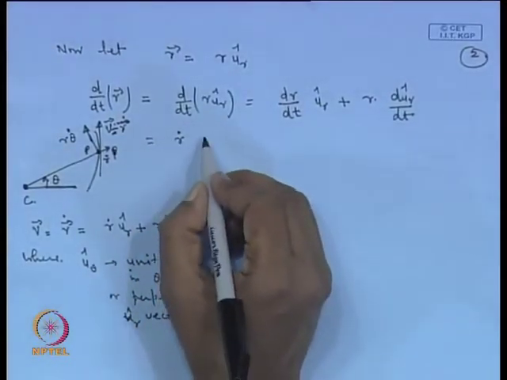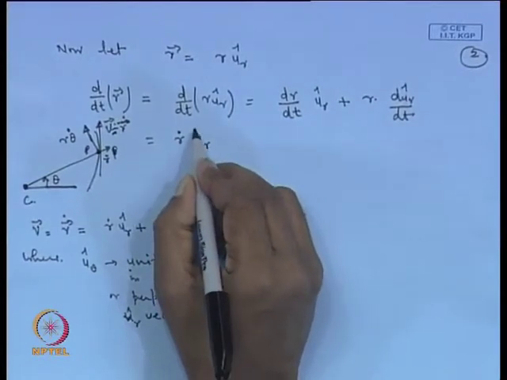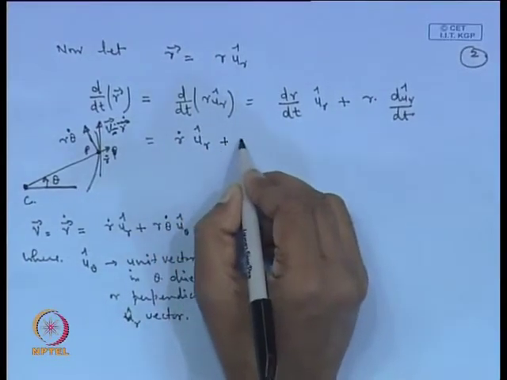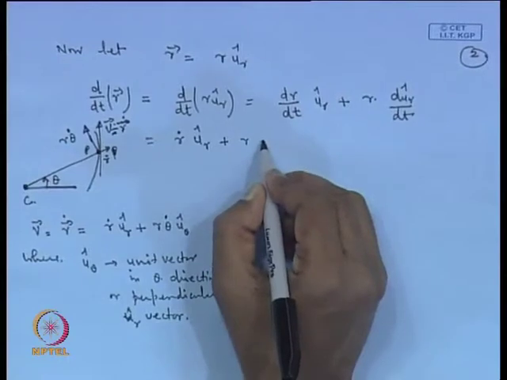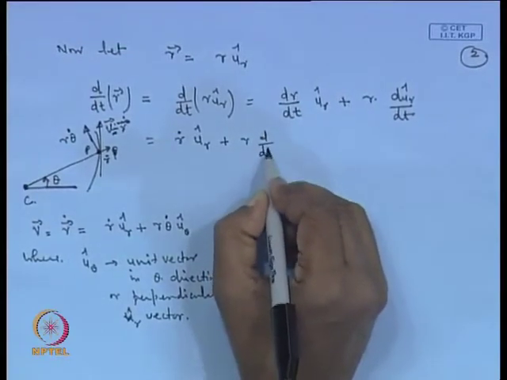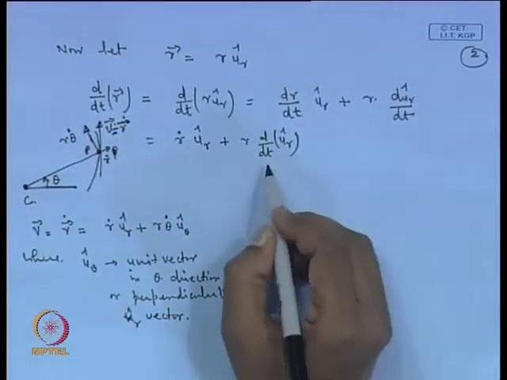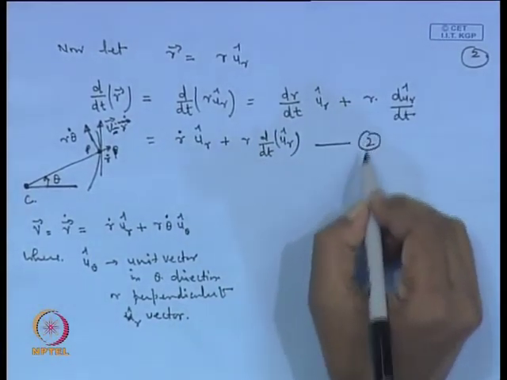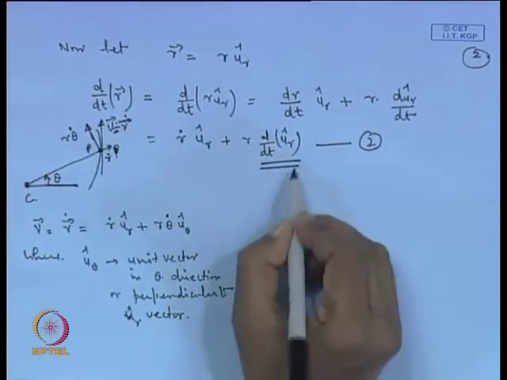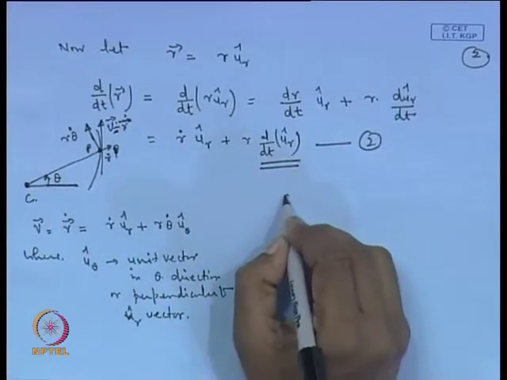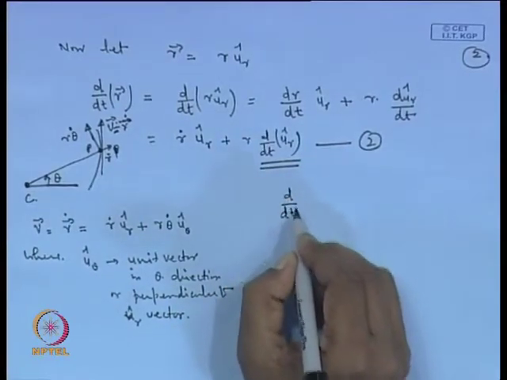Okay. Therefore, dr by dt becomes r dot times u r cap plus r times d by dt of u r cap. Now, this is our equation number 2. The issue is to determine this particular term.